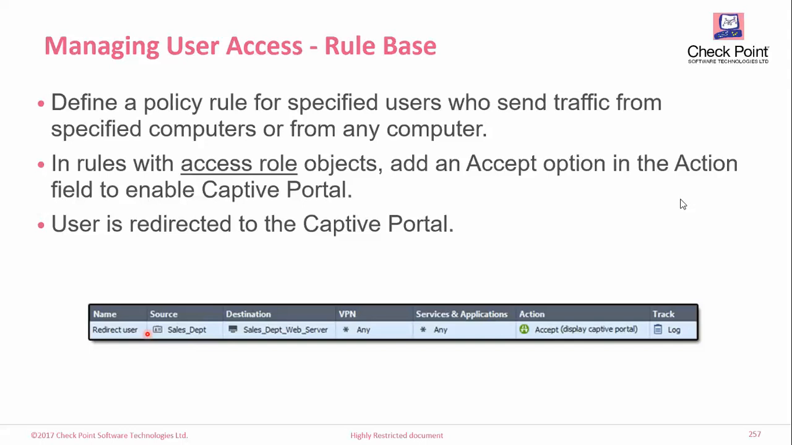So we would put a rule in place. We'd set up the access role as the source for CEO access. The destination would be the finance web server. Service would be HTTPS. The action would be accept, but it's going to display the captive portal.